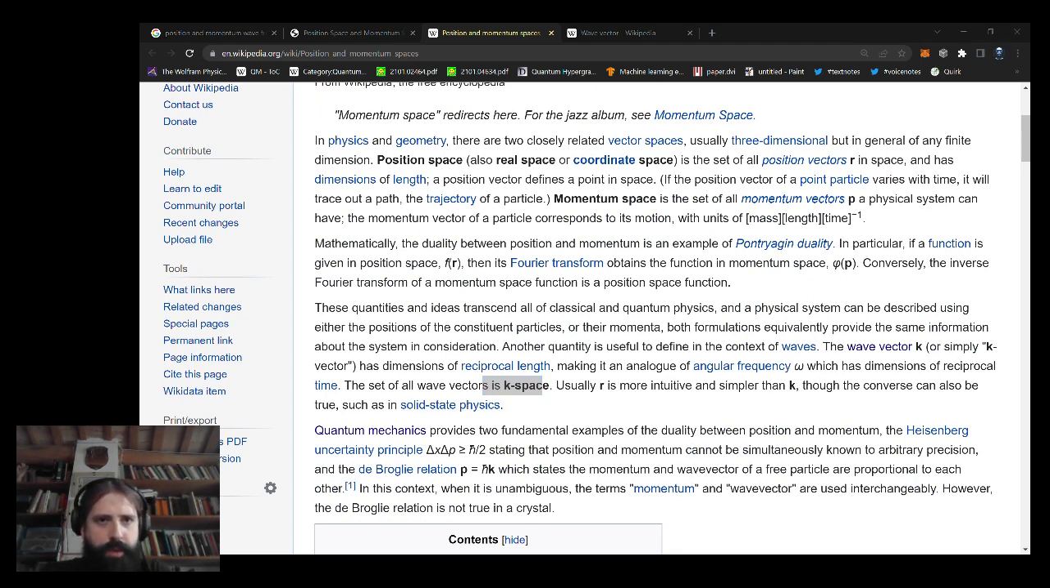Okay, so while I don't fully understand all that yet, at least I know this concept of k-space, which basically are vectors that define wave functions, that define waves.